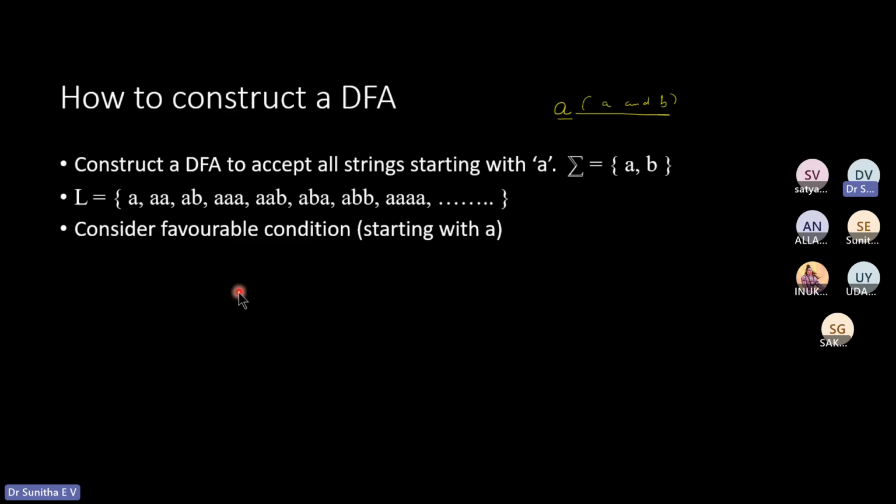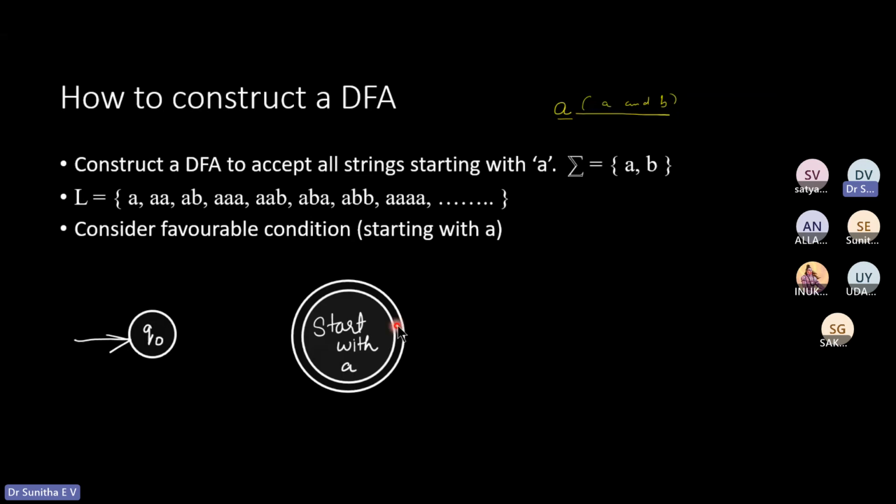So to draw the DFA, first we consider the favorable condition. What kind of strings will be accepted? The strings that are starting with the A. So we assume that the string is starting with the A. First we have to take the initial state, Q0. Then think of different possible states. One possibility is the string can start with A. If it starts with the A, we can accept it, so we make it a final state.